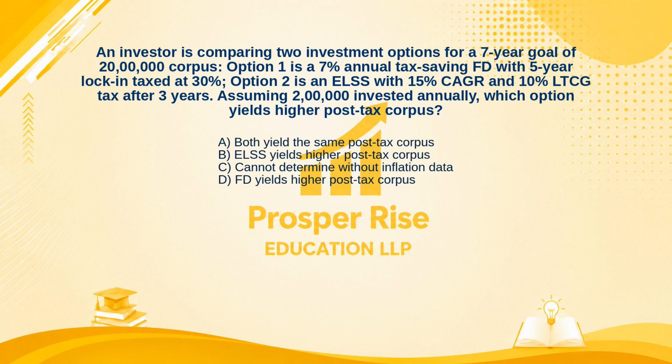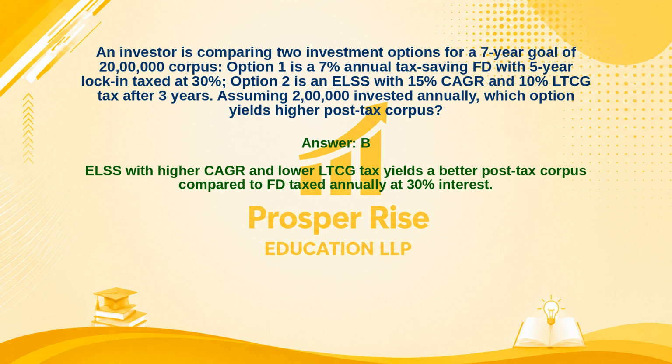Take a moment to pause the video and decide. The correct answer is Option B. Let's see why. ELSS with higher CAGR and lower LTCG tax yields a better post-tax corpus compared to FD interest taxed annually at 30%.